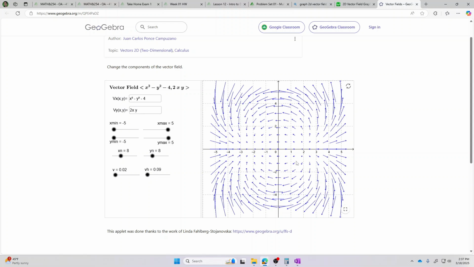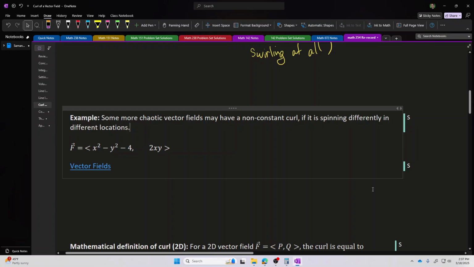However, if I look at the bottom half of the picture, the swirl is happening in the opposite orientation. The hefty vectors are here toward the bottom of the screen, spinning in the clockwise direction. So this is a vector field that seems to have positive curl on the top and negative curl on the bottom. This would be an example of a vector field that has a non-constant curl, a curl that can vary depending upon your position in the field.